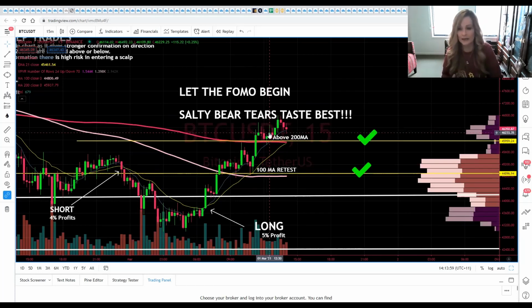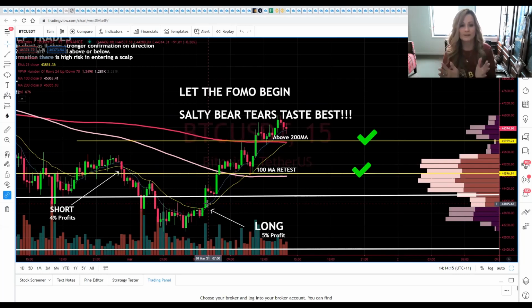Now this works on any margin traded coin or any alt, basically. They don't have to be margin traded. Obviously with margin trades you have bigger percentages, but they work on any trade. So at the moment, we can see that the EMAs are fanning out.